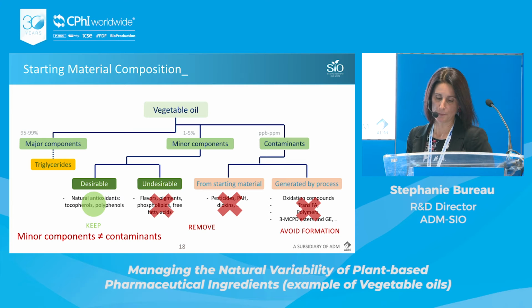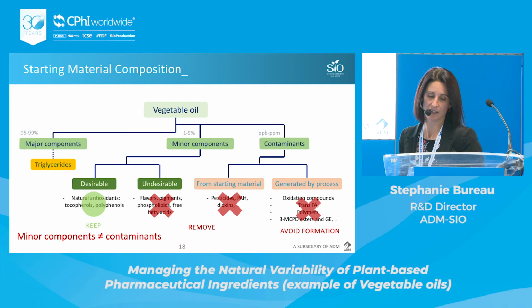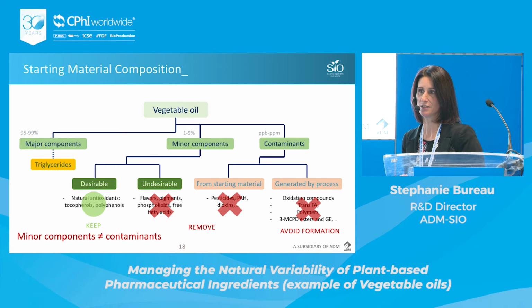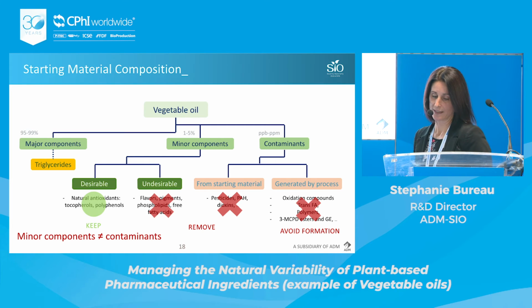Among this, we have some minor components representing not more than 5%. And we can find in this category some desirable components like tocopherols or polyphenols that are the natural antioxidants from the oil, and they protect the oil against oxidation. And we can also have some undesirable ones like the pigments, flavors, phospholipids, free fatty acids.